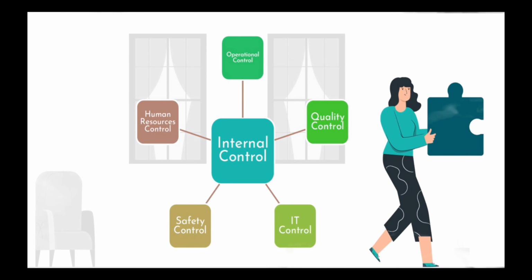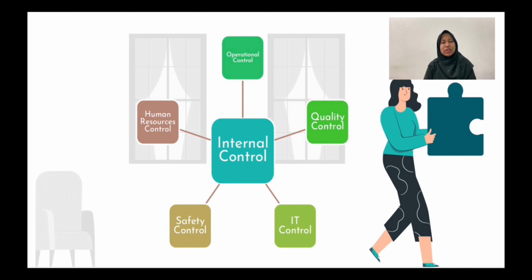Apart from data control, we have internal control. It has 5 types of control, which are IT, safety, human resources, operational and quality. Okay, first, IT controls, a process of approvals for adding user permission to a system. Second, safety control, maintenance of delivery vehicles and providing insurance.